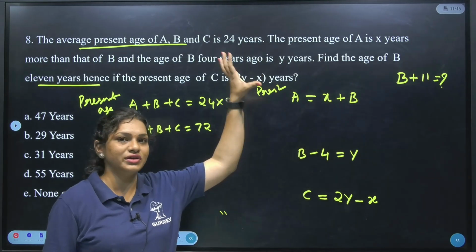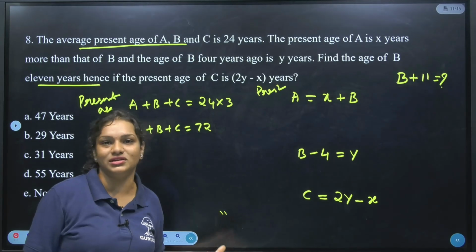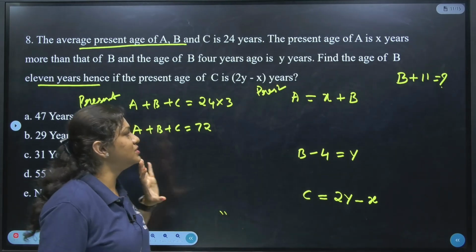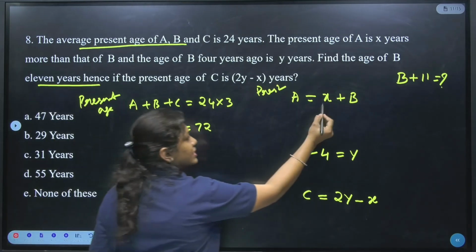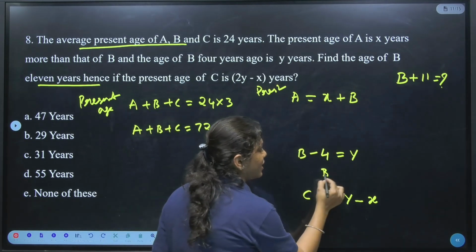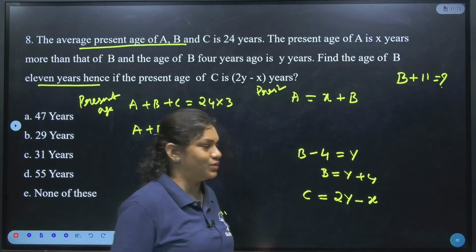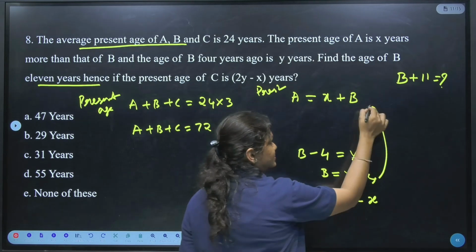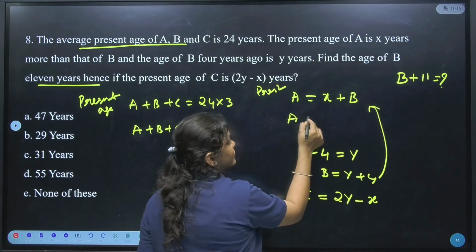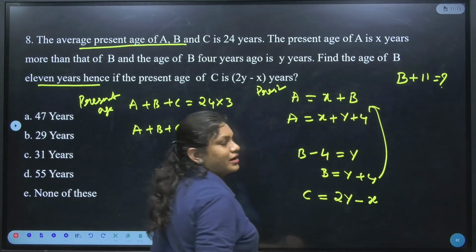If I want to get the value of B, just try to simplify the equations in terms of B itself. Now if I observe here, the A value is given in terms of x plus B, right? So can I take the B value as y plus 4? Just shift this minus 4 to that side, it is y plus 4. A is equal to x plus B, which is y plus 4. Okay, keep it as it is.